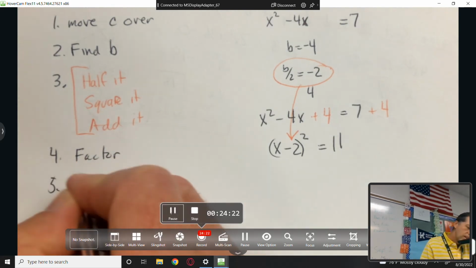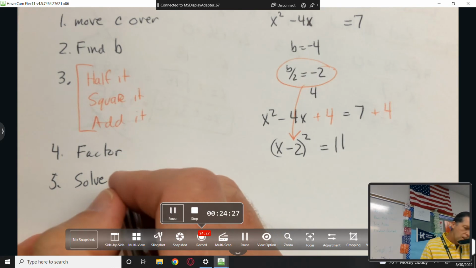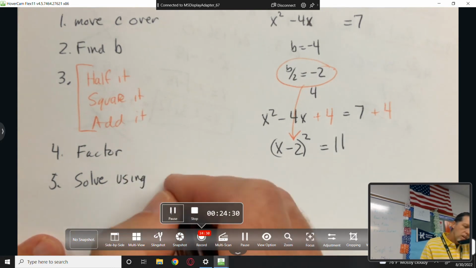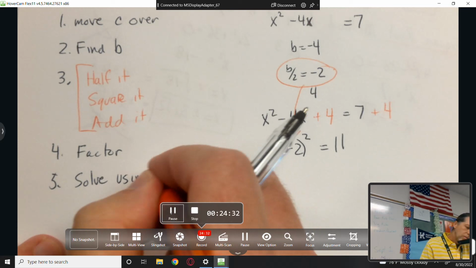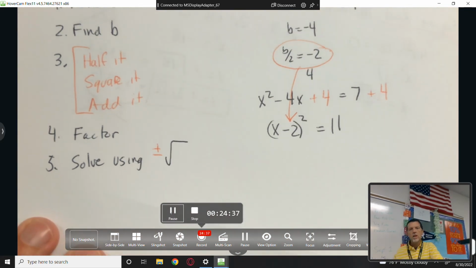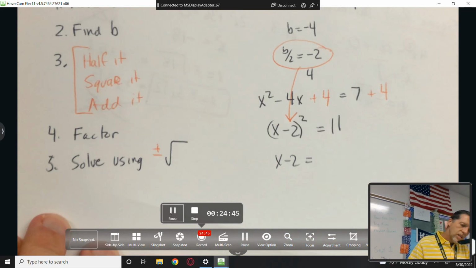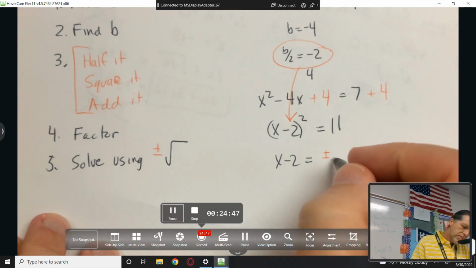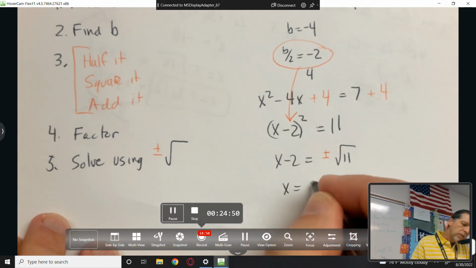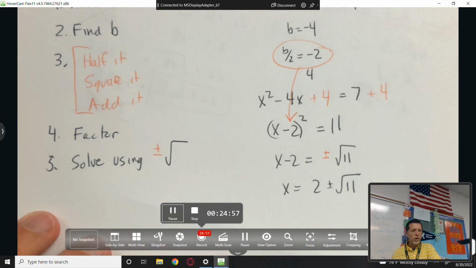And then lastly, although this is also more than one step, kind of built into one, solve using square roots. So I can square root both sides. And then move the 2 over. And there's my answer. Half it, square it, add it.